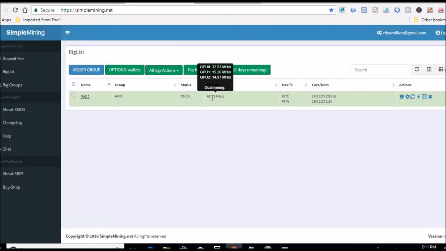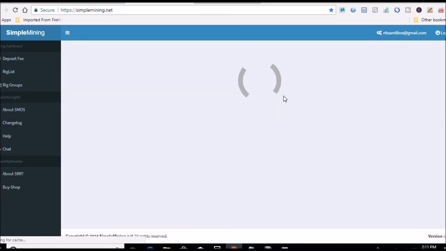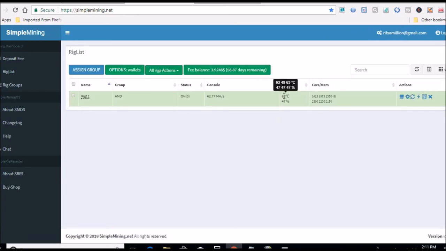But still hashing away 32.5 mega hash on the 570 and 15.26 and 14.97 on the 560s. That 14.97, that card was a little bit hurt when I got it. That's why it's a little bit lower. But I guess temperatures are looking good, so everything seems to be fine there.